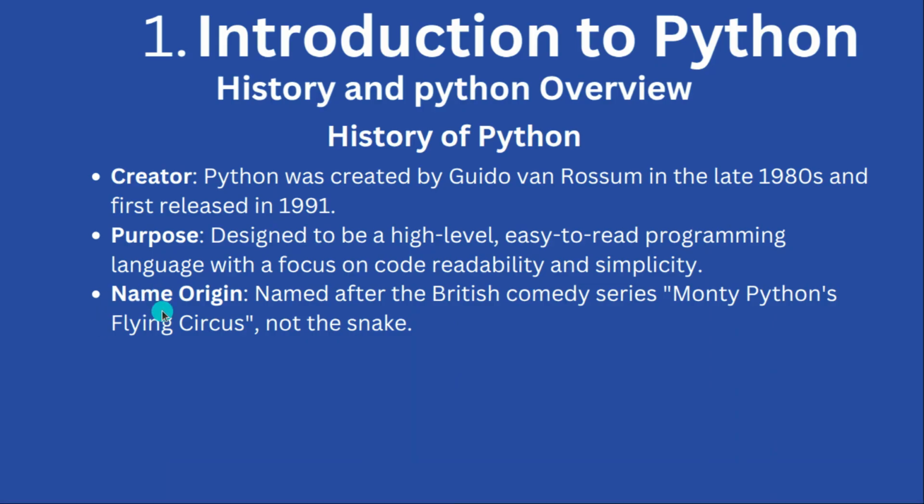And for the name origin, it was named after the British comedy series, Monty Python's Flying Circus. So its origin is not from a snake, because when you just mention Python, the first thing that might come into our minds is the reptile, the snake, all right? But this is the origin of Python.